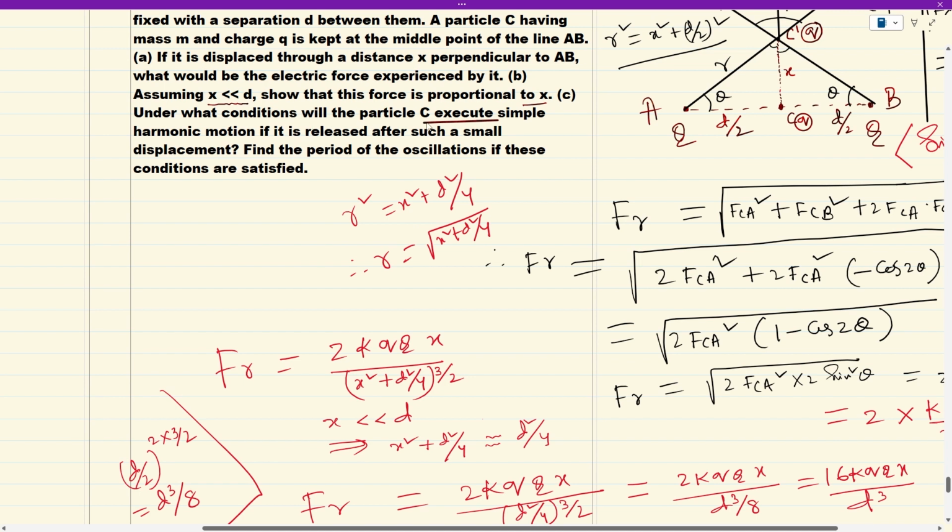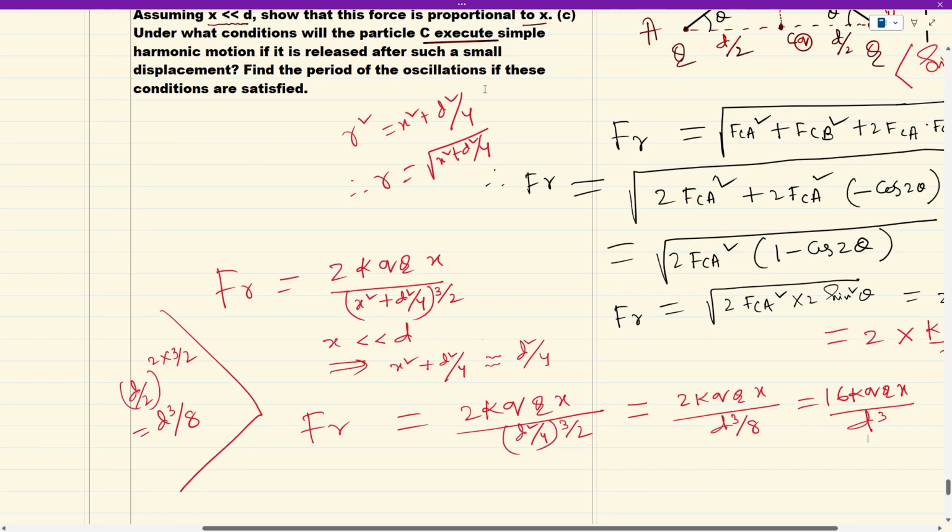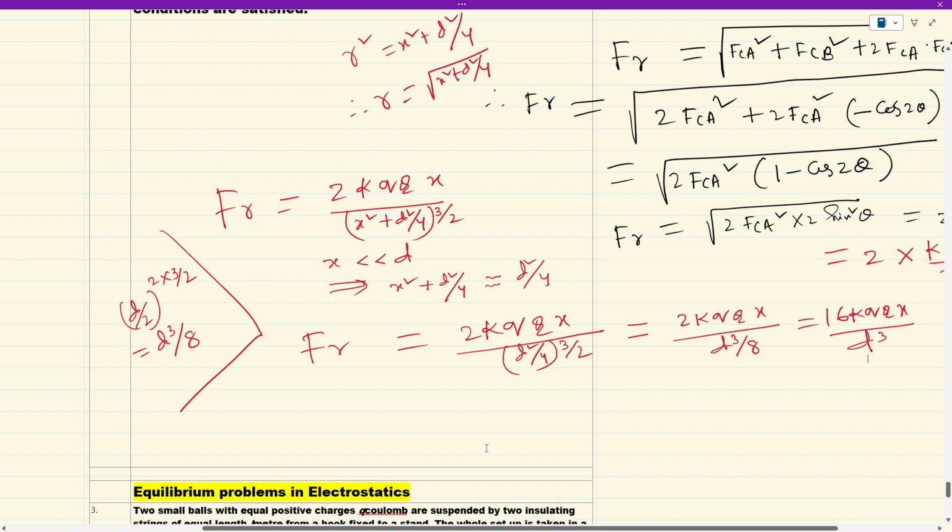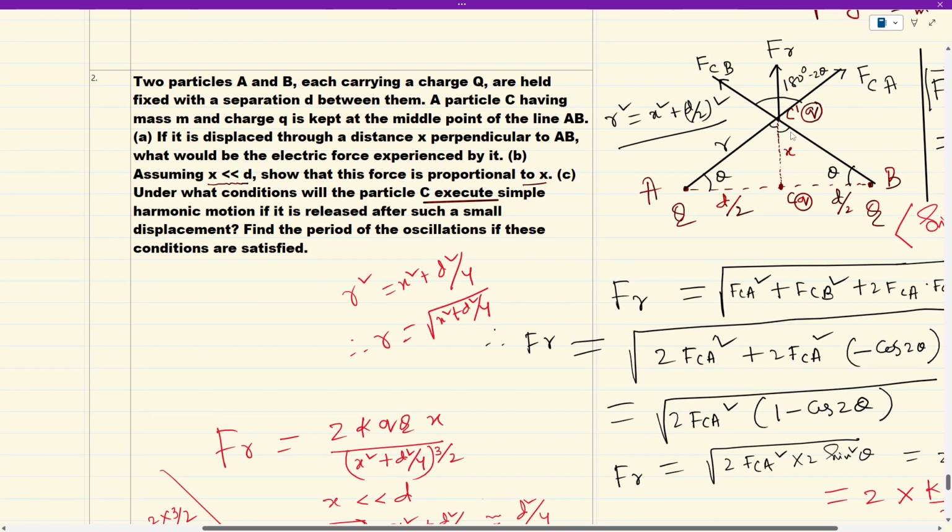Under what condition will the particle C execute simple harmonic motion, if it is released after such a small displacement? The next part is to find the period of the oscillation if these conditions are satisfied. Okay, very interesting question. First and second part both are done. Now this particle, the charged particle at C, can execute SHM if there is a restoring force. But the force you have calculated, this is a repelling force. Under what condition is this going to be an attracting force? I mean, a restoring force will be there.